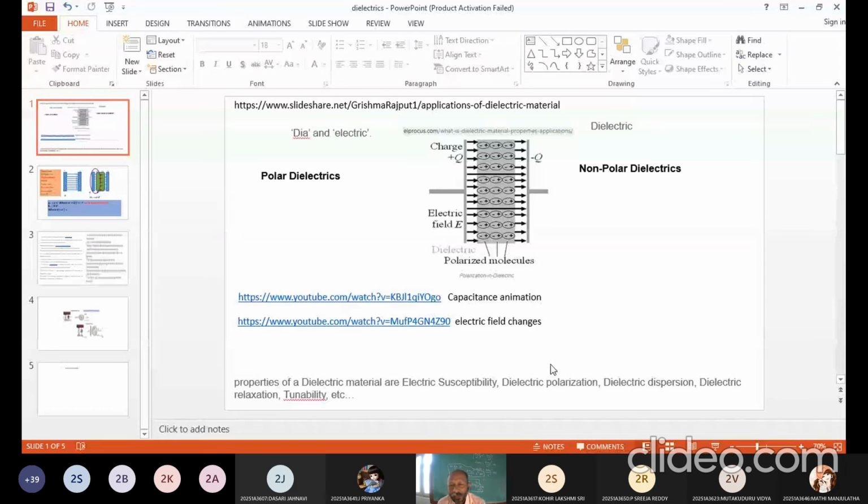Now if you come to general classical mechanics, we don't have any material which does not have positive charges and negative charges. Then do you mean to say that all material can be said to be dielectrics? The answer is no. Why, sir?